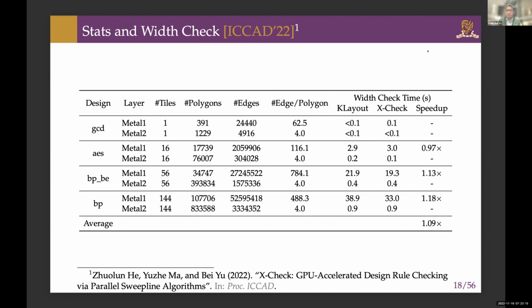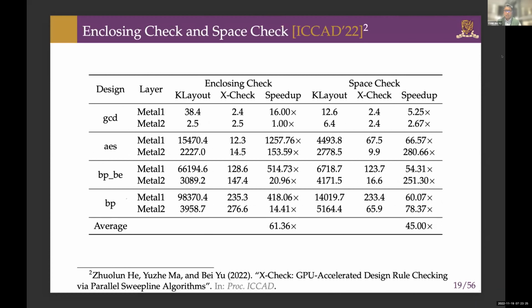So from here, for width check, we can achieve a little bit of speed up compared to K-layout. But for the enclosing check and space check, we can achieve 60 times speed up and 45 times speed up against K-layout. Okay, so here's a very simple example of what I can imagine about how academia can do something in design rule checking to help the whole EDA tool chain.